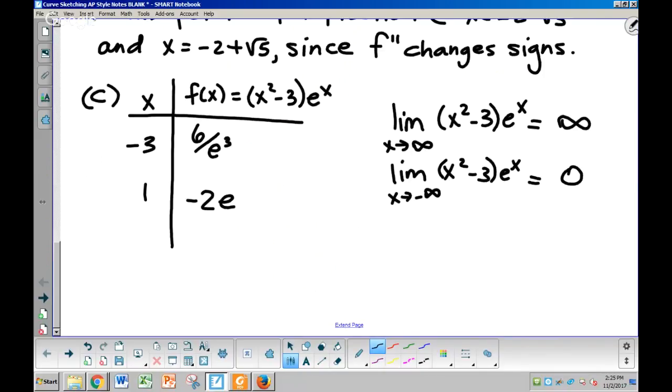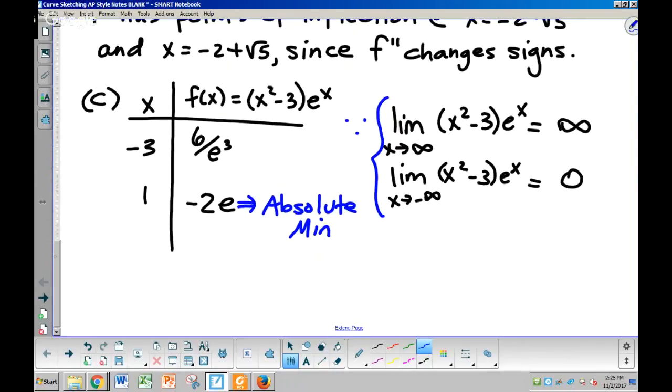All right, so then this is the absolute minimum, right? Questions on that? And this is enough justification. Moving right along. Here we go.